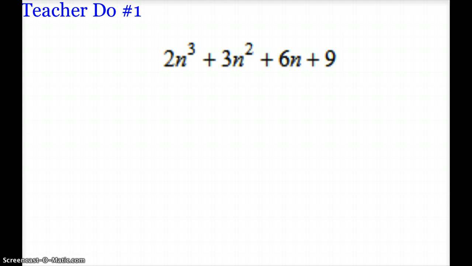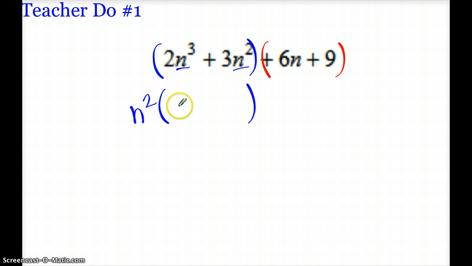Let's group them together. First group should be these two, and second group will be these two. So, the first group, what do they have in common? They both have 2 n's. I'll take an n squared out. And the leftovers should be 2n plus 3. 2n times n squared, that works. N squared times 3, that's up there.